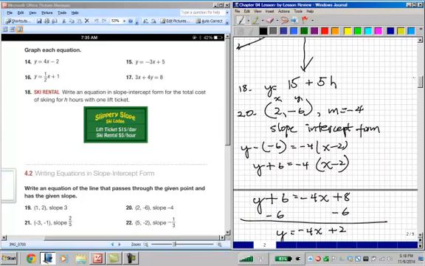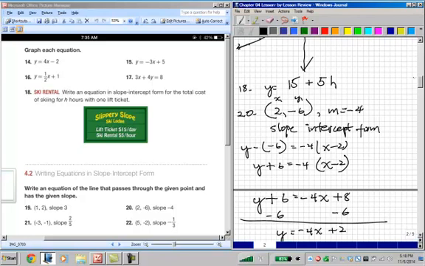Okay, 18. Ski rental. Write an equation in slope-intercept form for the total cost of skiing for 8 hours with 1 lift ticket. Well, the lift ticket covers you for all day. So you're finding the cost for 1 day. So you pay 15 just to get on the slope. So that's the y-intercept. That's b. That's your starting point. And then for every hour that you have skis, you pay $5. So that's m. That's your rate. So the total cost, y, equals 15 plus 5h.